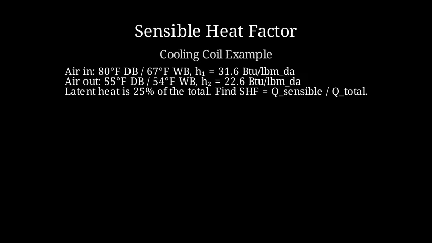Let's draw a visualization. We have a cooling coil represented by this blue box. Air comes in from the left, flows through the coil, and leaves on the right with lower temperature and enthalpy. We'll note the entering state H1 equals 31.6 and the exit state H2 equals 22.6, along with their dry and wet bulb temperatures.